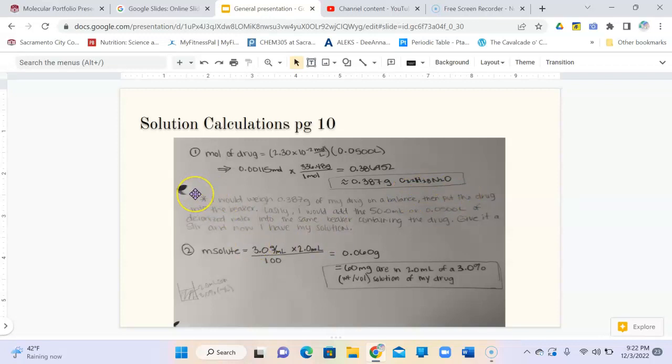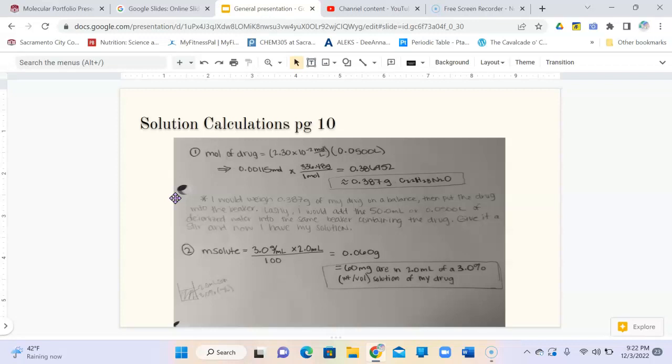And according to the question as well, I wrote out how I would do it. So I would weigh the 0.387 grams of my drug on a balance, and then I'd put that into the beaker first. And then after I put my drug into it, I would add the 50 milliliters or 0.0500 liters of the deionized water into the same beaker containing the drug, give it a stir, and now I have my solution.